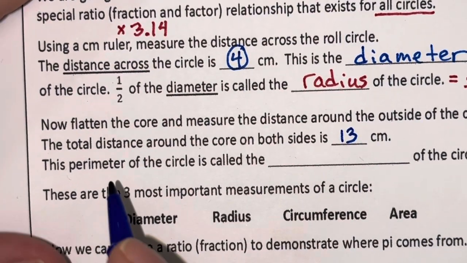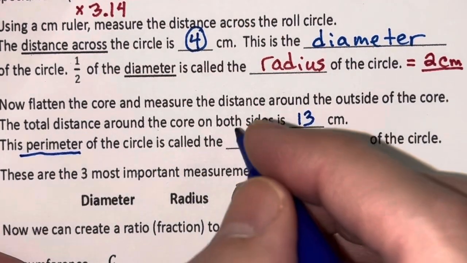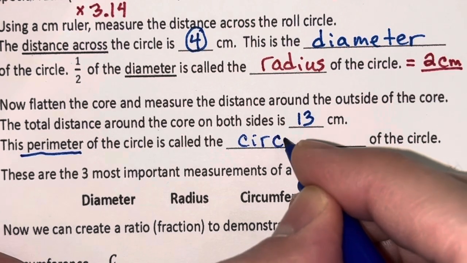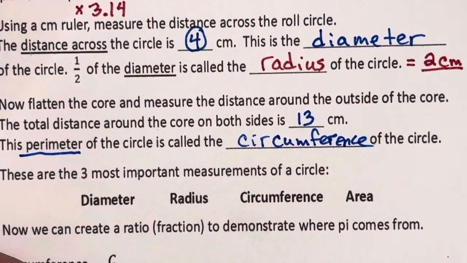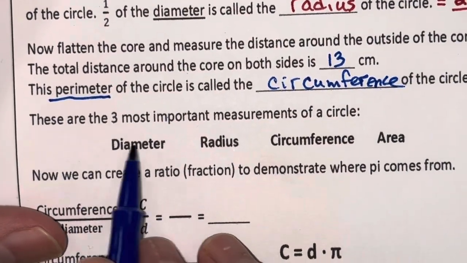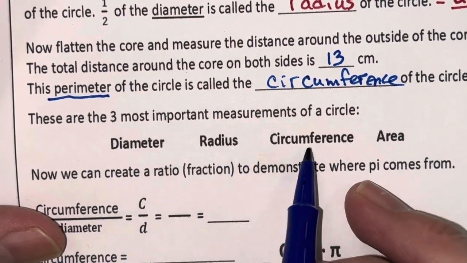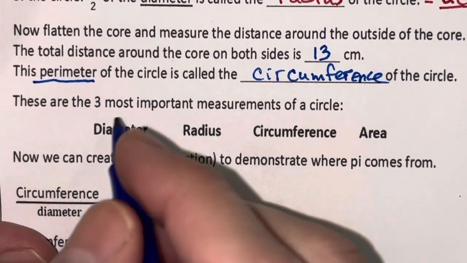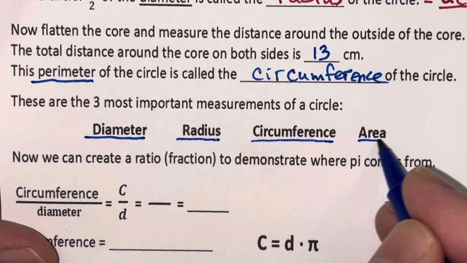And this distance around a circle, we don't call it the perimeter, for a circle, we're going to call it the circumference. Okay, so we got the circumference, and these three things, diameter, radius, circumference, and then ultimately we're going to do area. So these are the most used measurements for a circle.